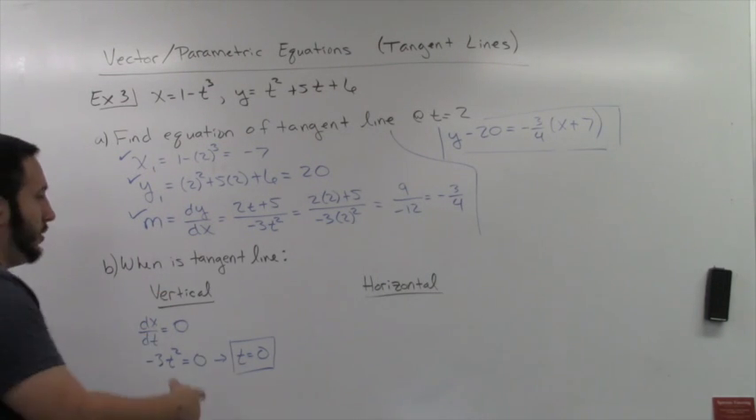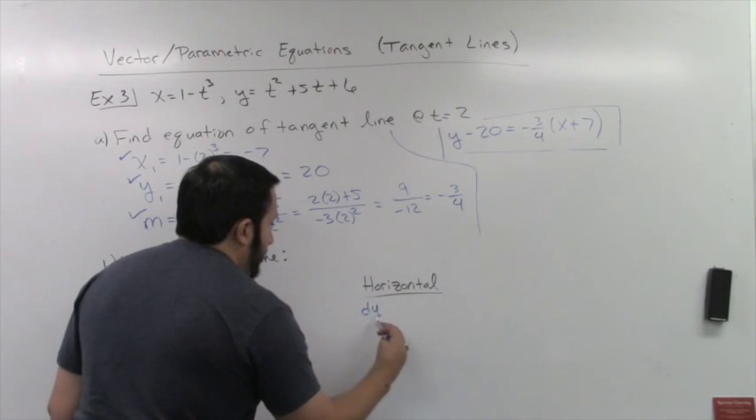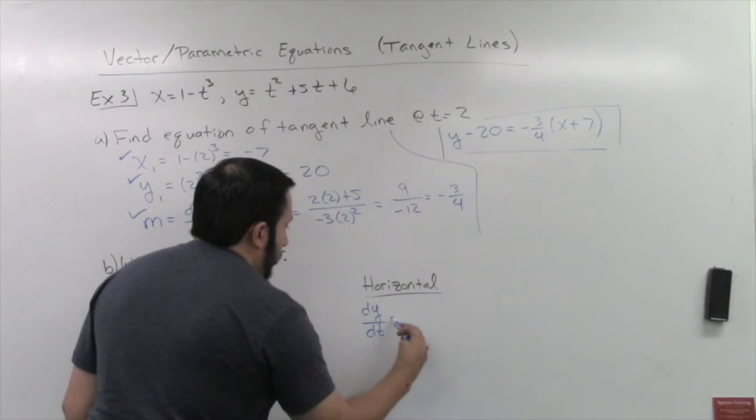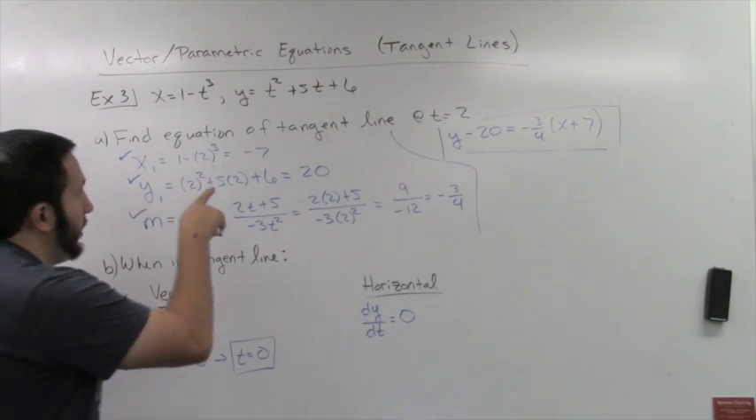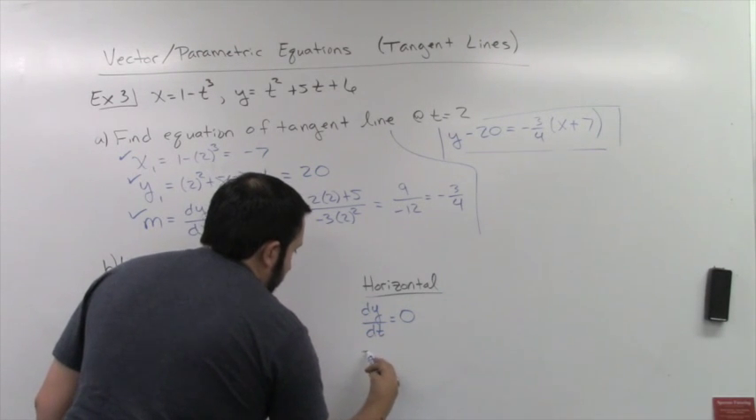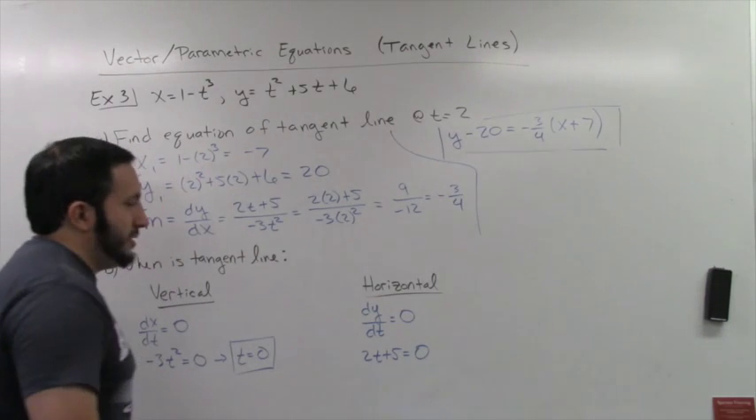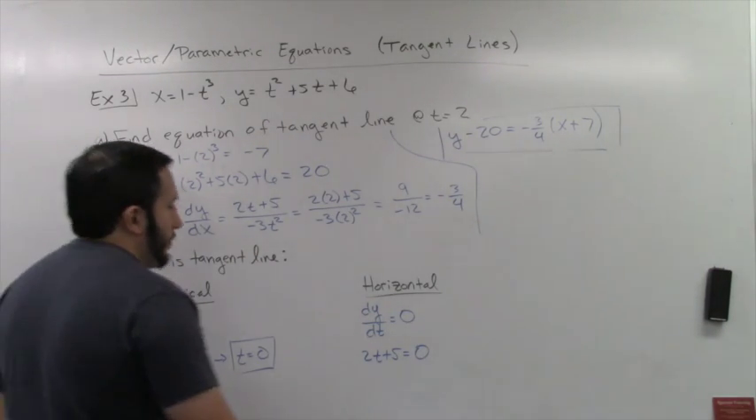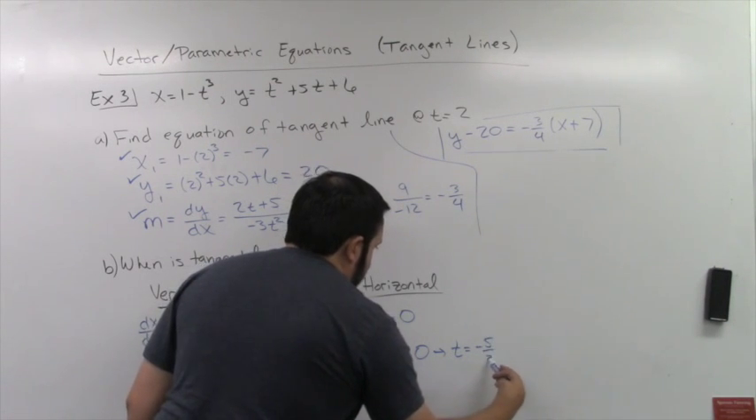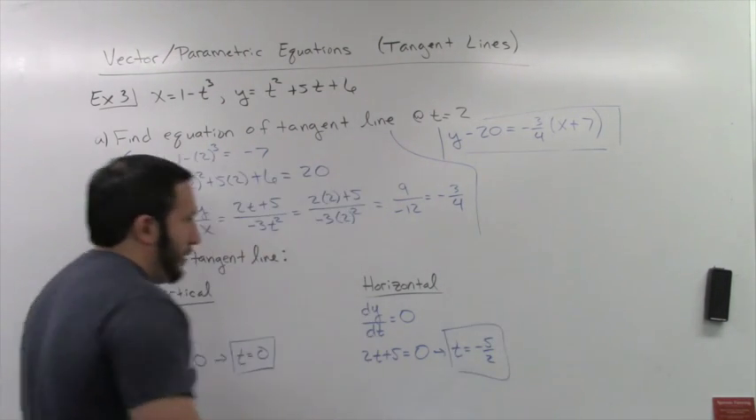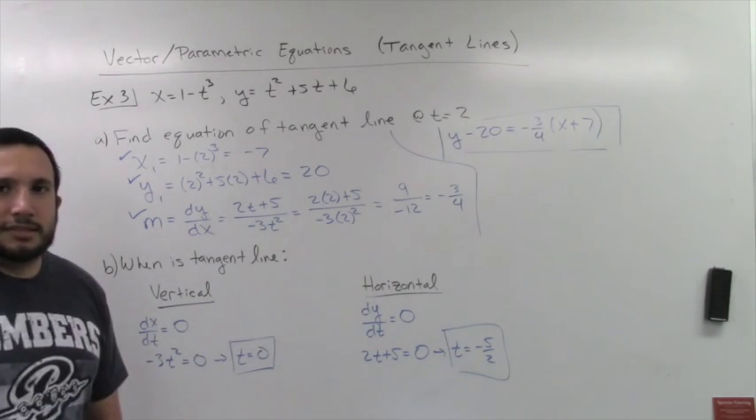And for horizontal, the tangent line is going to be horizontal when dy/dt, the derivative of y with respect to t, is equal to 0. So dy/dt, the derivative of y, is 2t plus 5. You set that equal to 0 and solve for t. Solving for t, t is negative 5/2. Therefore, the tangent line is horizontal when t is negative 5/2.